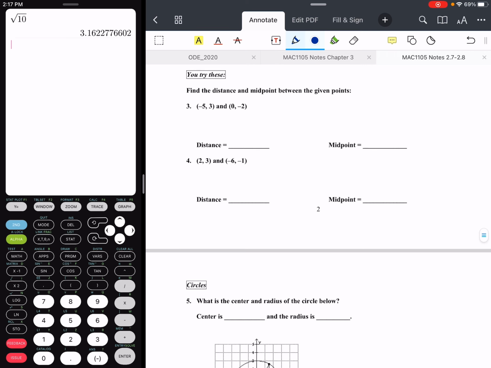All right, so just practicing these formulas a little bit more. We want to find the distance and the midpoint between these given points. And for the distance, I'll put both the exact and approximate. And for the approximate, just like I did before, I'll round to the nearest tenth, so the first decimal place. Okay, so first let's do our distance. So our distance formula.